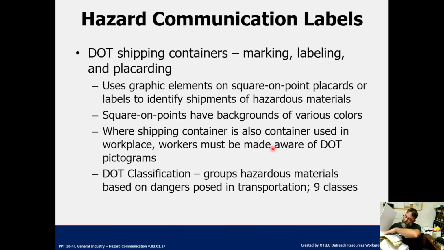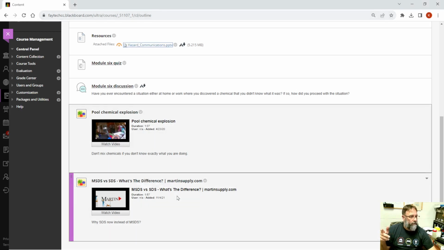Some of you may have heard the term MSDS. I believe in 2016, OSHA did away with that term and came in with the SDS. The SDS is an updated style of being able to track all of the chemicals. There's a video, MSDS versus SDS, what's the difference? Short 2-minute video, you can watch that.